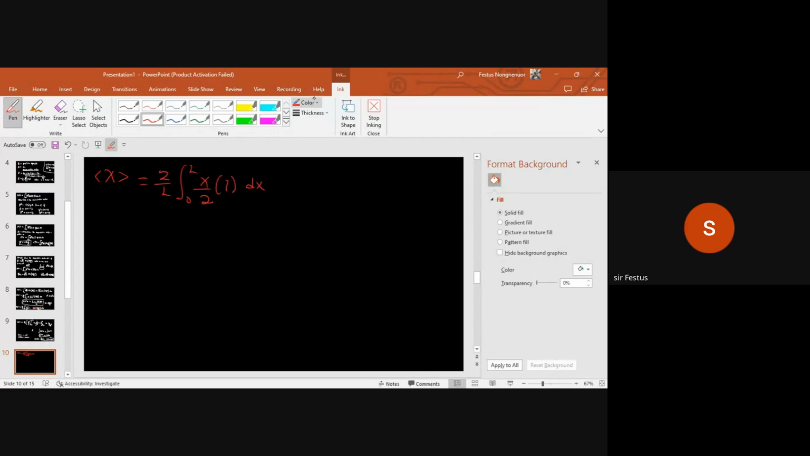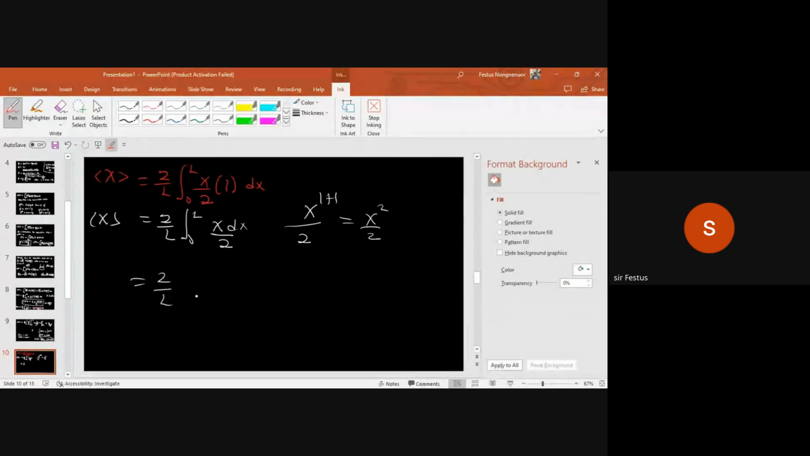So when you do that, you will get the expectation of x to now be equal to 2 on L. Then this will now be the integral from 0 to L. Then it will give you x times x on 2. How do you integrate x dx? You raise the power, add 1 to it, then divide by the new power. That's 1 plus 1, 2. So this gives you x squared on 2. So whatever you have here will be equal to 2 on L.